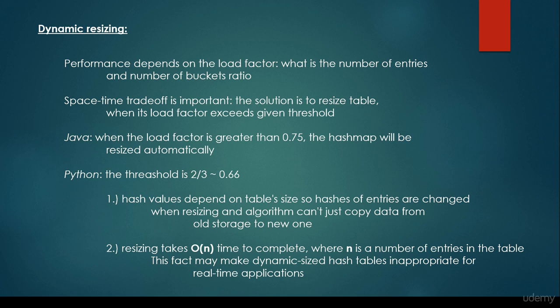Okay, so hash values depend on table size, so hashes of entries are changed when resizing, and the algorithm can't just copy data from old storage to new one, because we have to rehash the items. So that's why this dynamic resizing is a very complex procedure. We are not able to copy the old entries into the new array, because we have to rehash the items again. And of course resizing takes order n time complexity to complete, where n is the number of entries in the table. And this fact may make dynamic sized hash tables inappropriate for real-time applications.